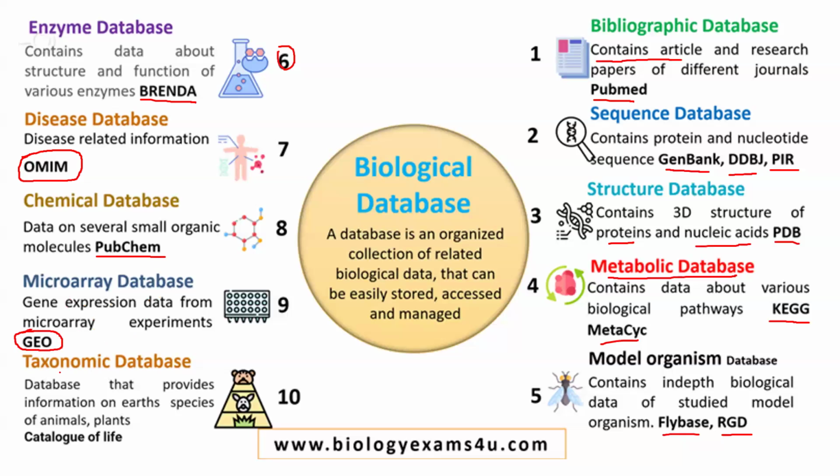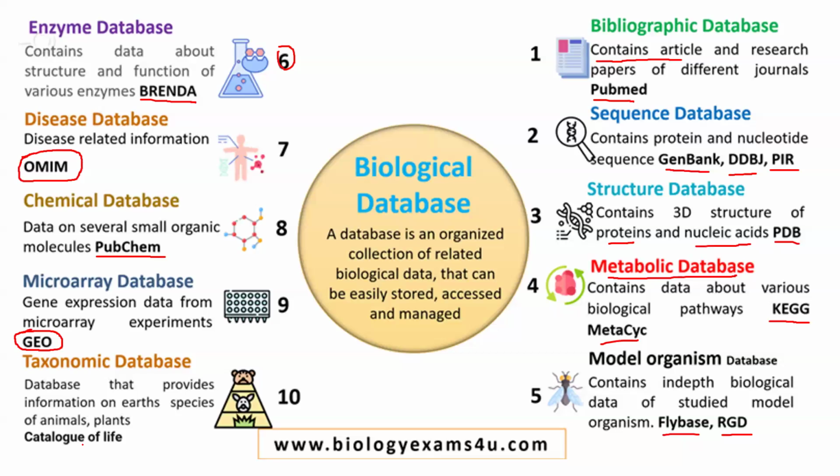And then the next thing, we have taxonomic database. So the taxonomic database, which is the last one, that is number 10, it is a database that provides information on Earth, species of animals, and also plant. And examples of this, we have Catalogue of Life. So taxonomic database is a database that is associated with providing information about the species of plants or animals and how they are classified.